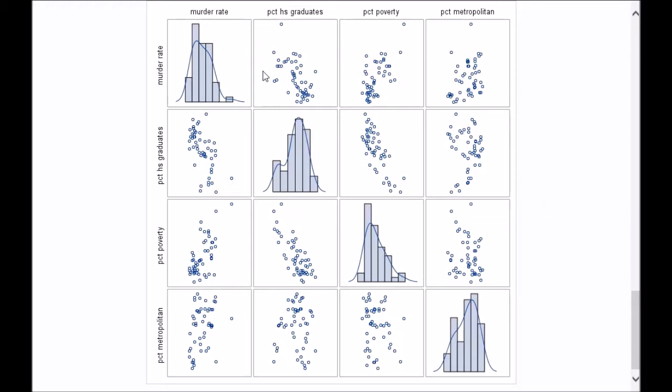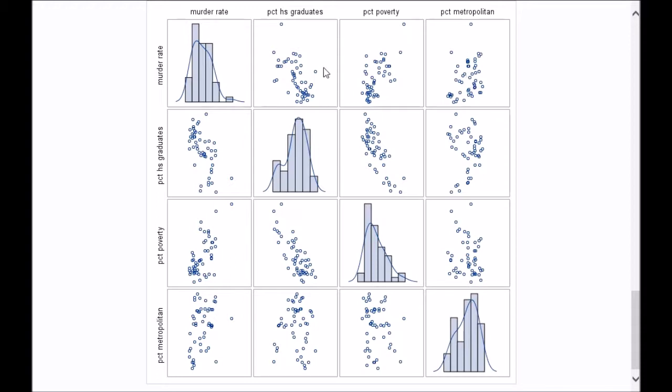And you can see that murder rate appears to be related to high school graduation rates. So the more high school graduates, the lower the murder rate. Related to poverty, the higher the poverty level, the greater the murder rate, and it looks like also somewhat related to percent metropolitan. The greater the density of the population, the more the population is condensed into metropolitan areas, the higher the murder rate as well.